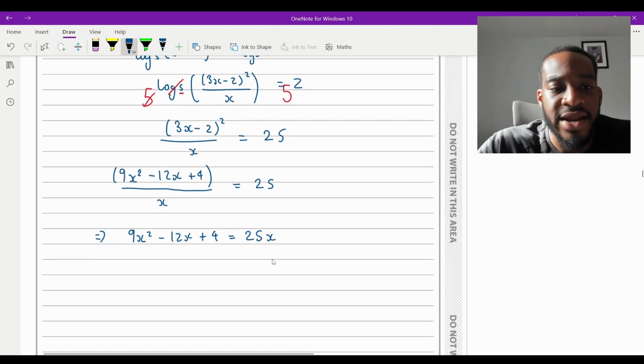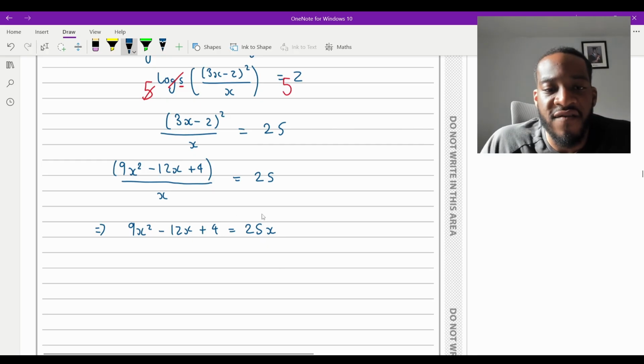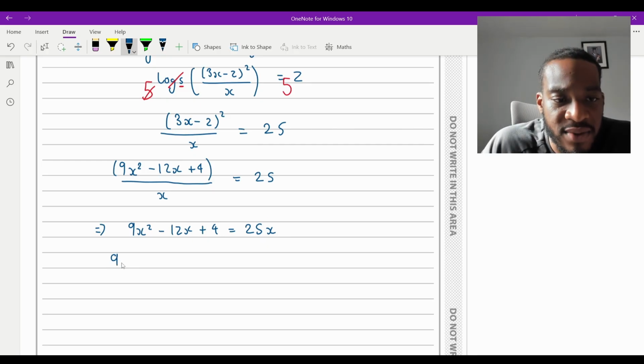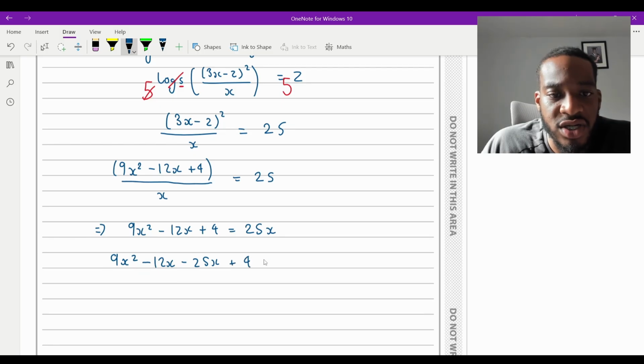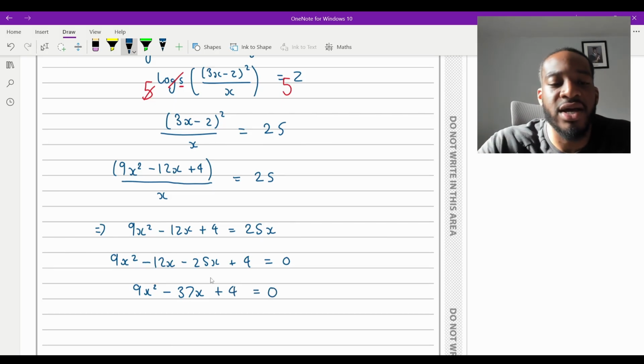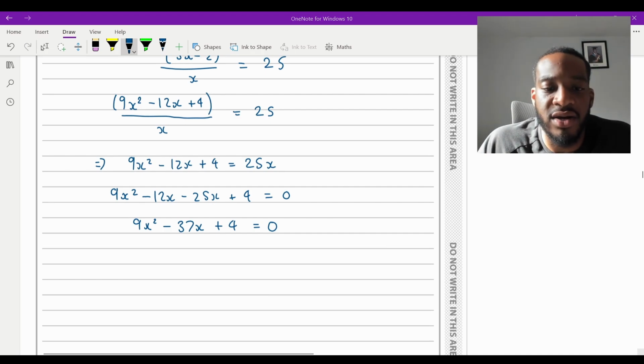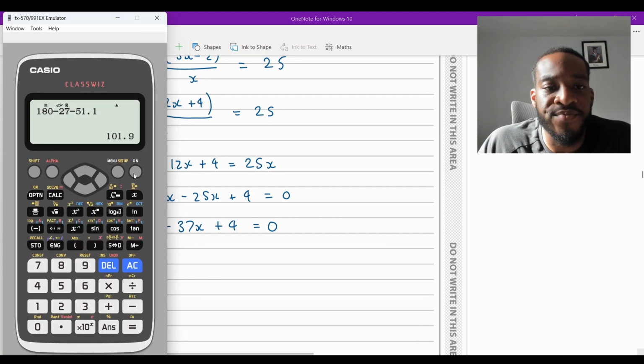Like that. And then now I'm going to move everything from right to left to get it in the form ax squared plus bx plus c is equal to 0. So 9x squared, and it's going to be minus 12x minus the 25x plus 4 is equal to 0. Tidying this up, I'm going to get 9x squared minus, what's that, 37x plus 4 is equal to 0. So we're here. We can use our calculator now just to solve this.